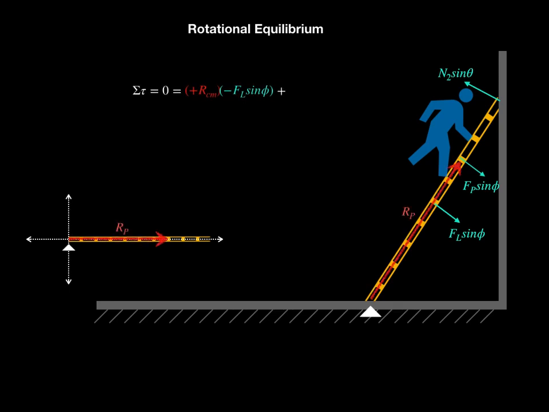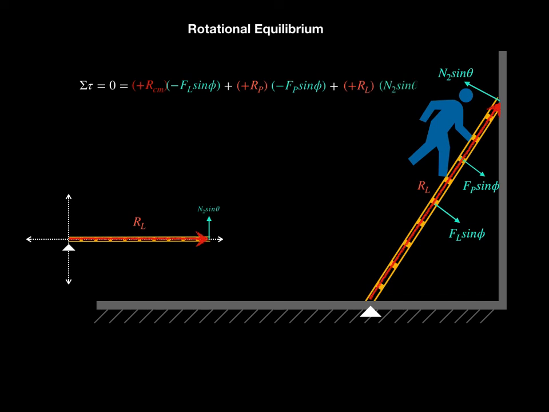Our second force is out to the person, the portion of their force that is perpendicular, again, will produce a negative torque. And finally, the torque produced by the normal force 2 should be positive, as both the lever arm and the force perpendicular are in the positive directions.